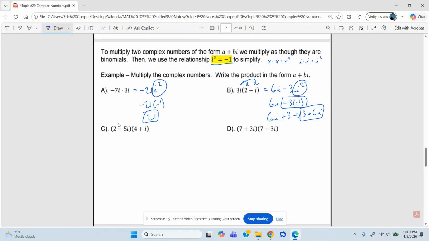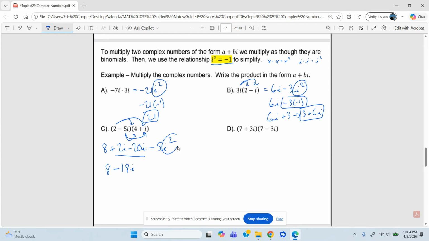Here we're going to FOIL out. 2 times 4 is 8. 2 times i is 2i. -5 times 4 is -20i, and then -5i times i, negative times positive is negative, 5i times i is 5i squared. So now we've got two things we can do here. The first thing we can do is combine these like terms. They're both i's. 2i minus 20i is negative 18i.